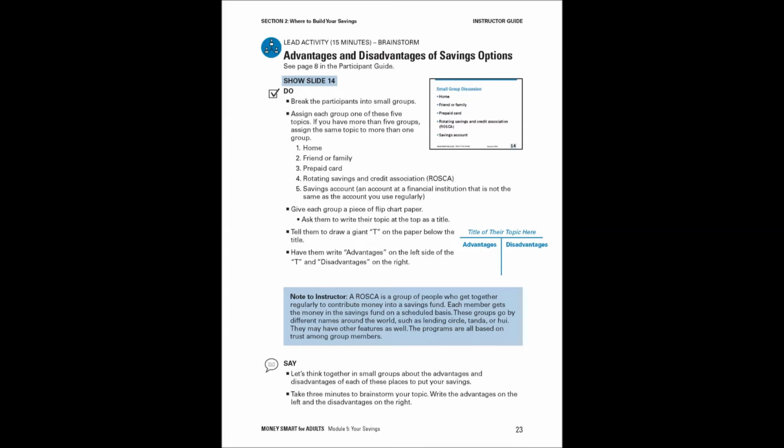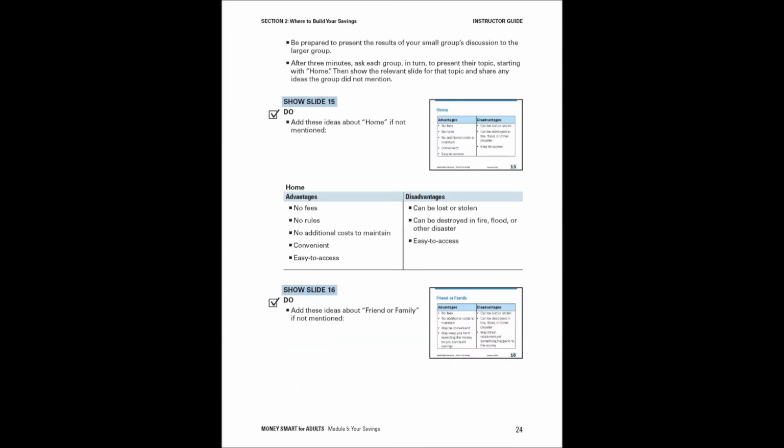So these 5 things, you're getting them into groups and you're allowing them to talk about the advantages and disadvantages. And so on the next several pages in your instructor guide, it goes through each of these topics and giving a list of advantages and disadvantages that you can add to the discussion if not already contributed by the group when they are giving their report out on what they came up with in their brainstorm.